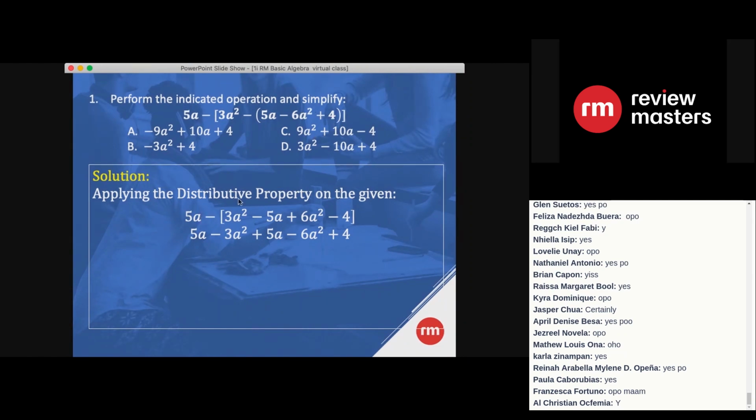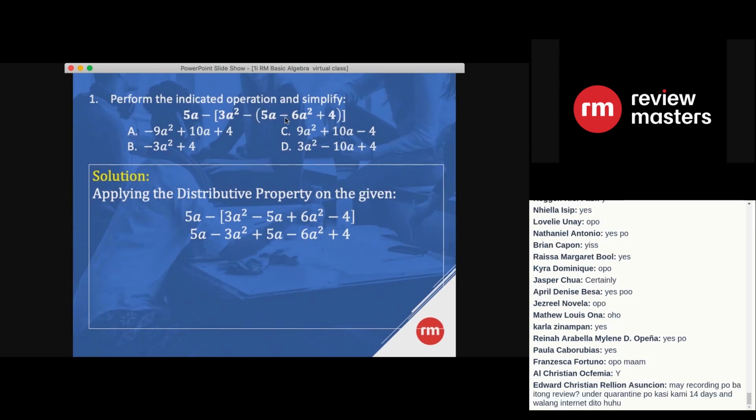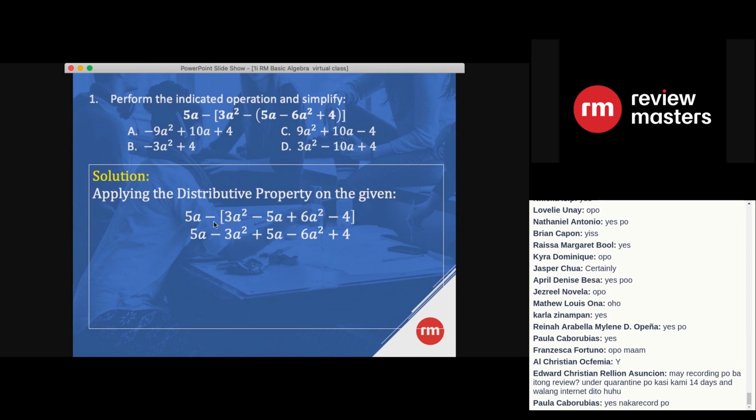So you will have 5a minus 3a squared minus 5a, negative will become plus 6a squared, negative plus times positive is minus 4. Okay? And then the next thing is ito naman, ang aalisin nyo yung inyong parentheses. So again, preceded by a negative. So meaning, you have to distribute negative to each one inside your parentheses. So you will now have 5a minus 3a squared. This will become plus 5a minus 6a squared plus 4.